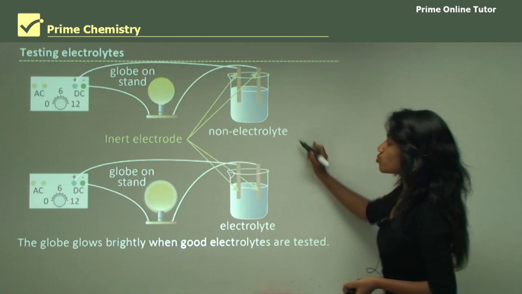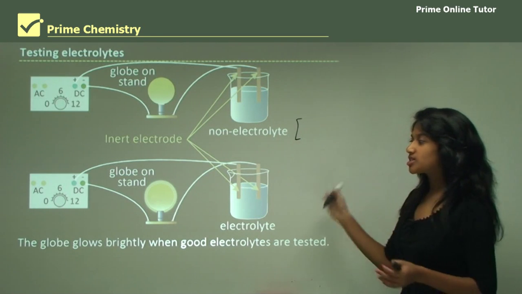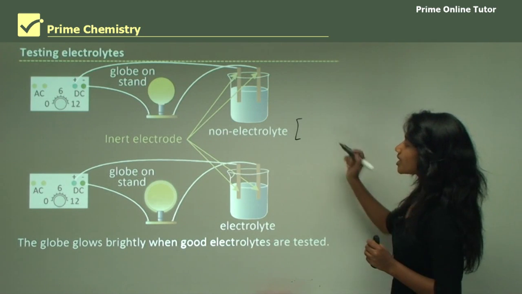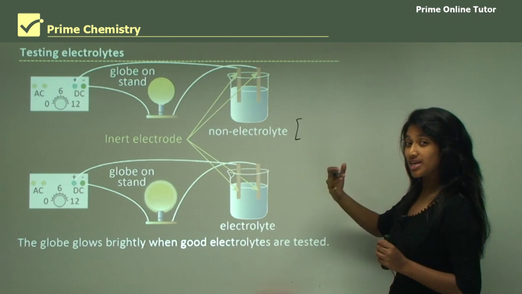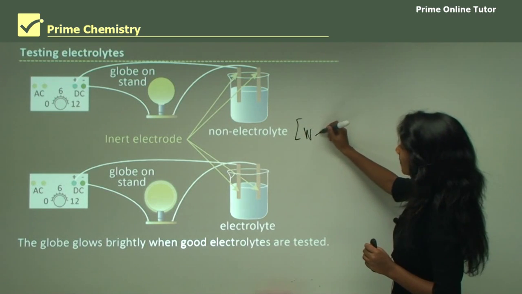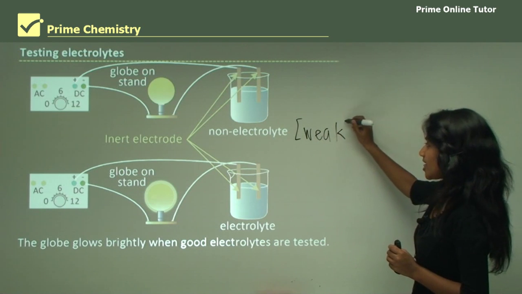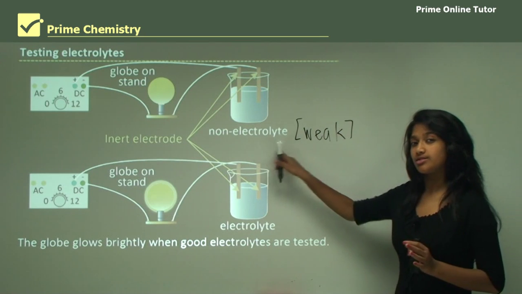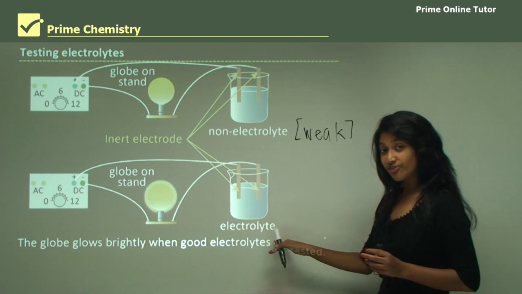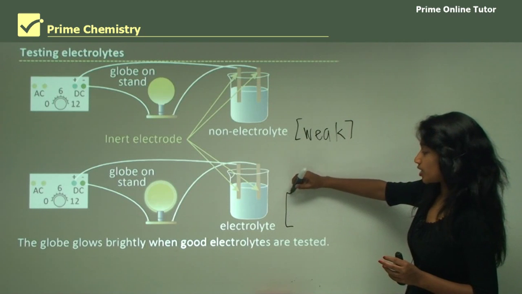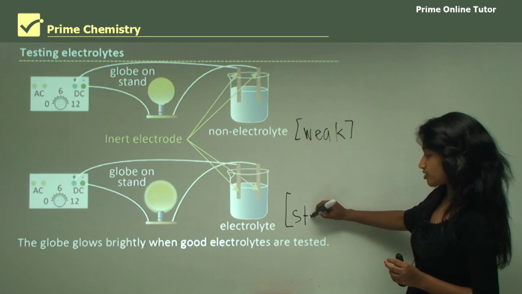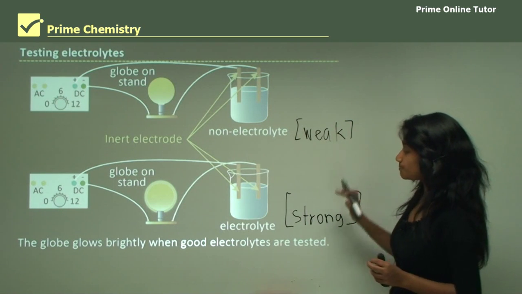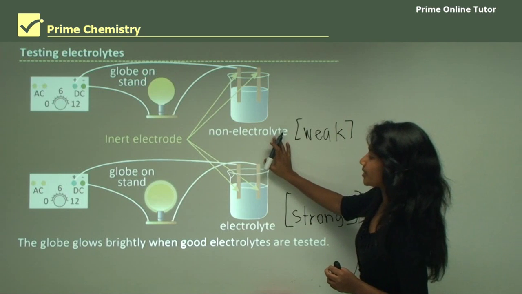Now let's see what a non-electrolyte would be. From what we learned just now, we know that non-electrolytes are going to be weak acids. In other words, they do not completely dissociate. Therefore, there are going to be fewer charged particles. So for a non-electrolyte, you are going to be using a weak acid. For an electrolyte, you're most probably going to be using a strong acid, such as hydrochloric acid. So clearly, these two are what we'll be using.